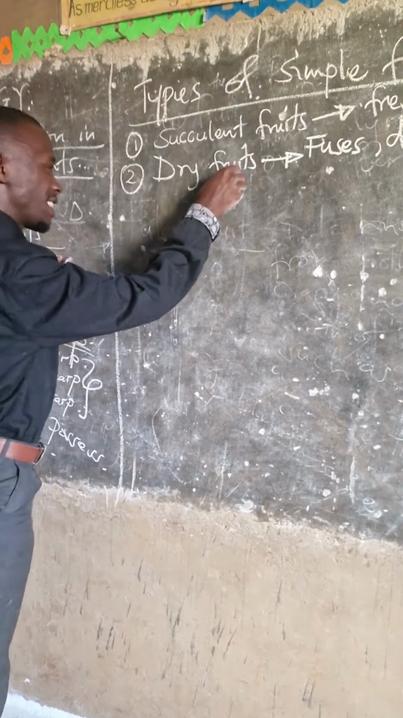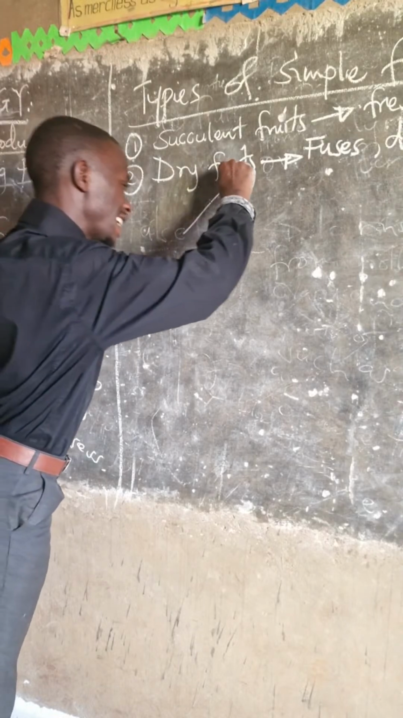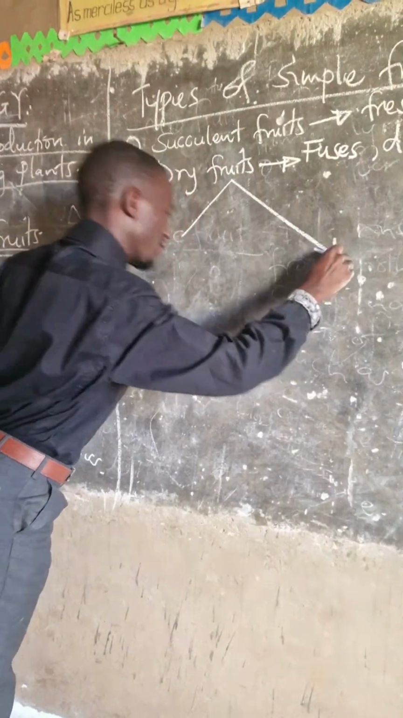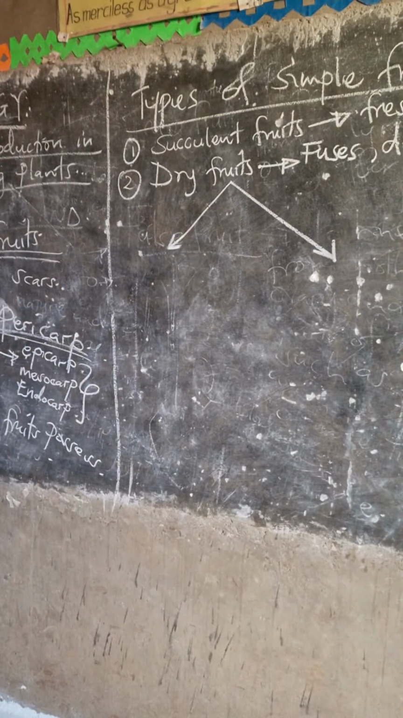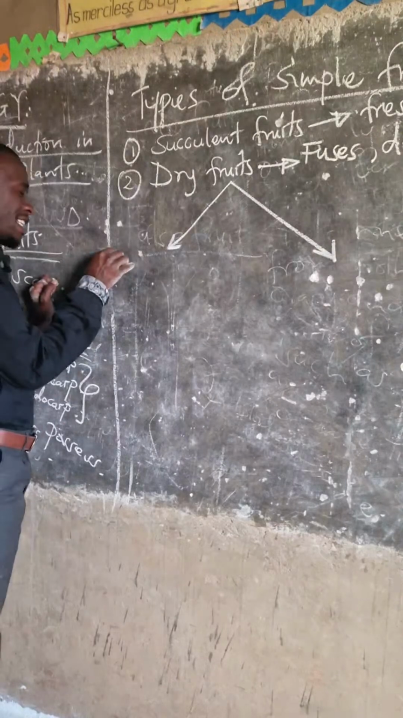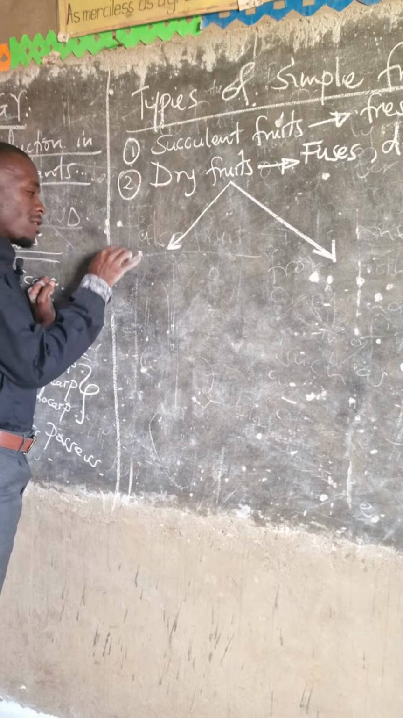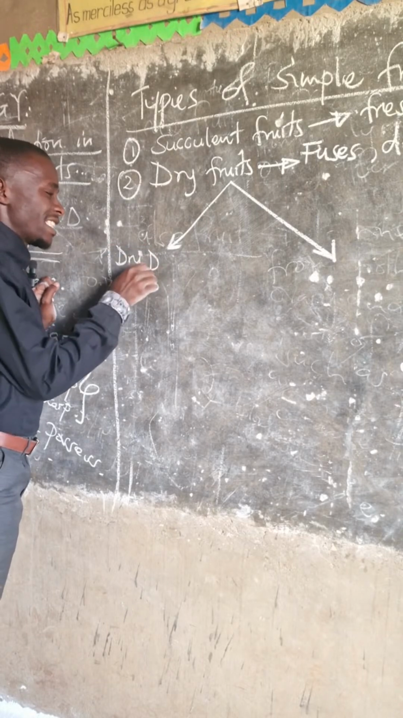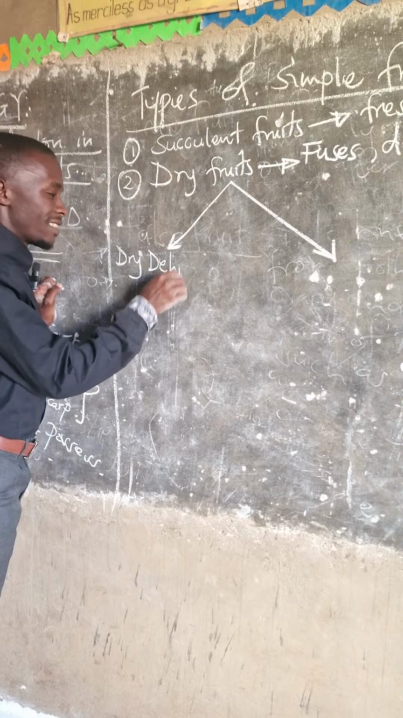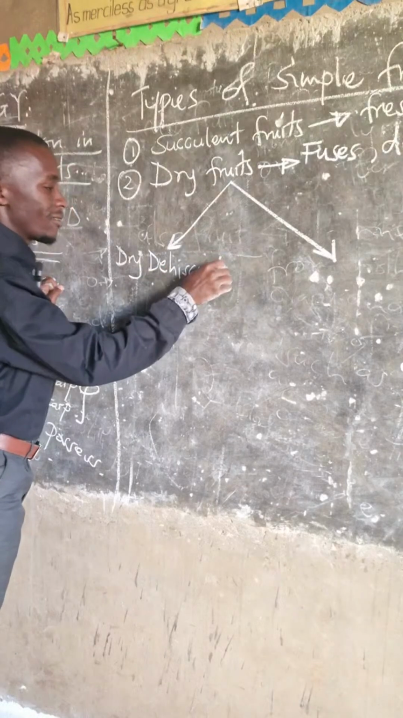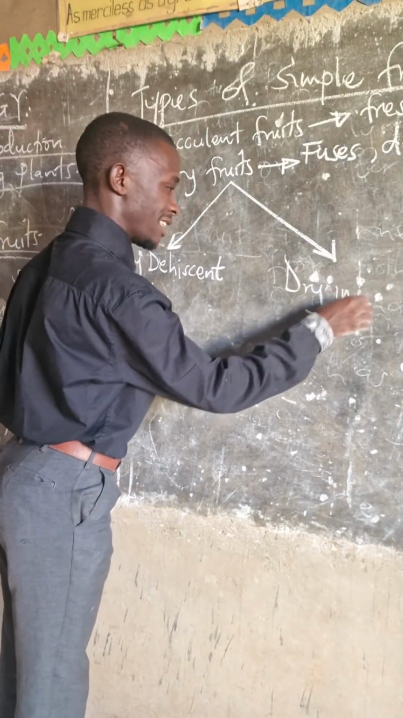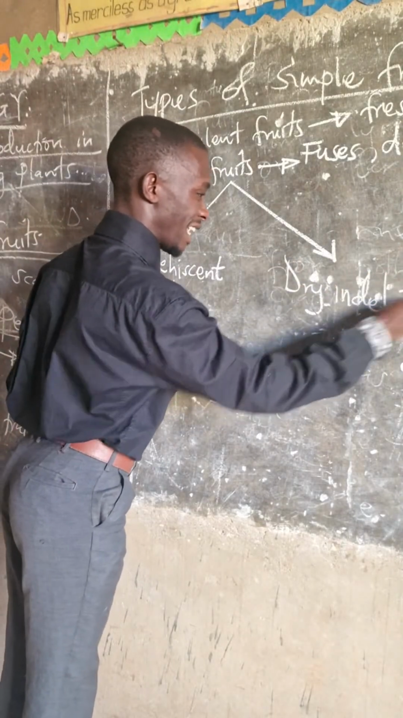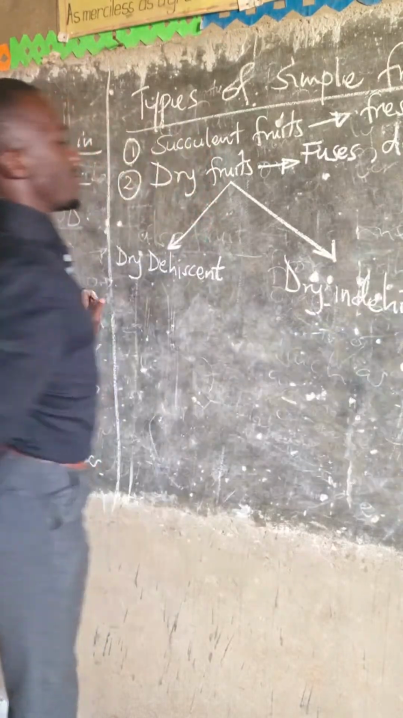The dry fruits are further divided into 2 categories. I don't want to be too fast because I want everyone to be on board. The dry fruits are divided into 2 categories. We have the dry dehiscent fruits and the dry indehiscent fruits.